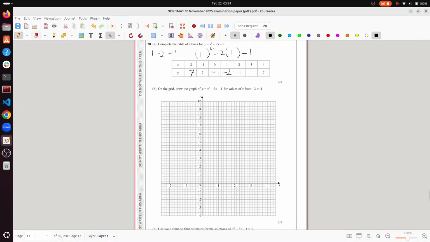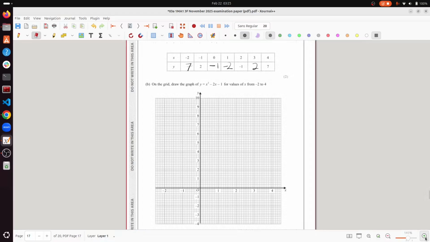I go back into my calculator again and I replace that 1 with 3. So I have 3 squared now, minus 2 times 3 and minus 1. 3 squared gives me 9. Minus 2 times 3 gives me minus 6 and minus 1. That gives me 9 minus 6 is 3. 3 minus 1 is 2. So those are my values now. Increase that a bit so that we can plot our values.